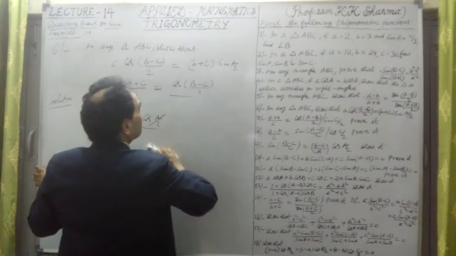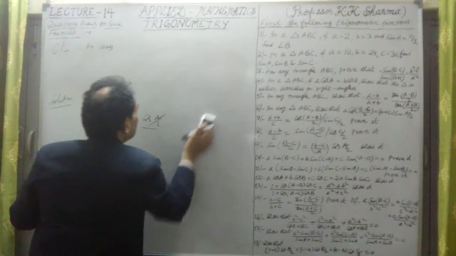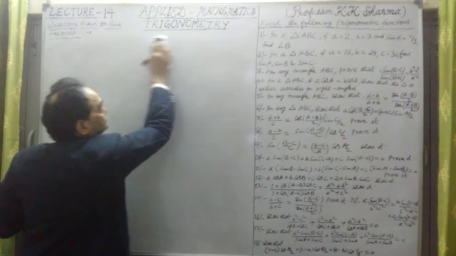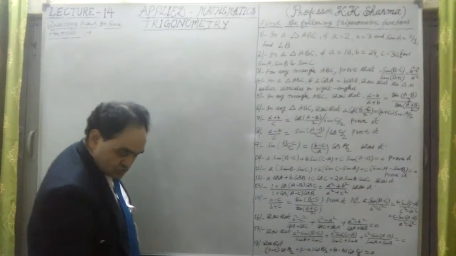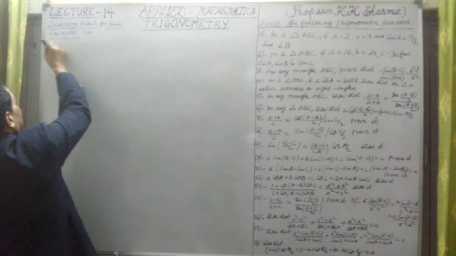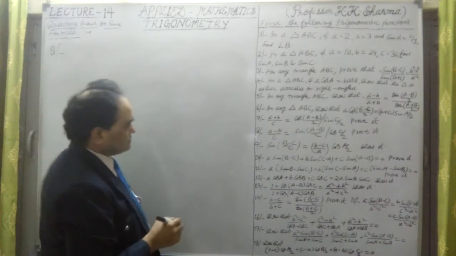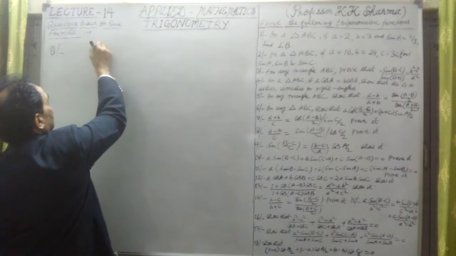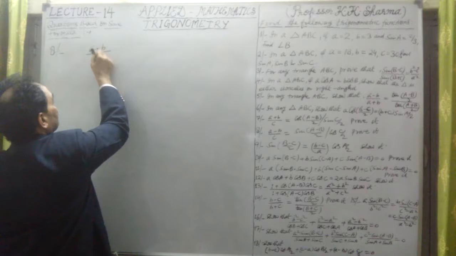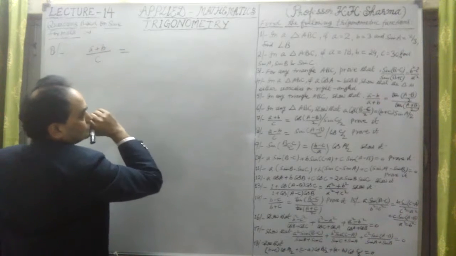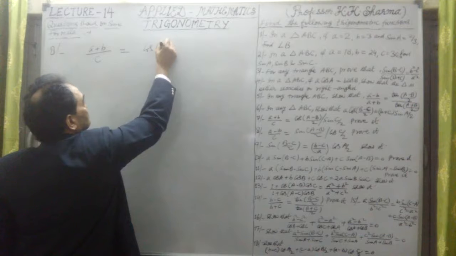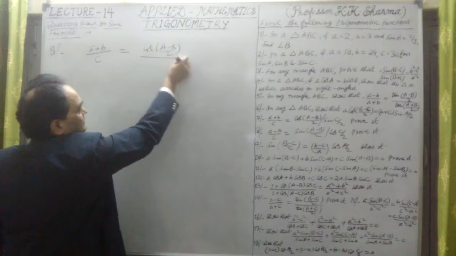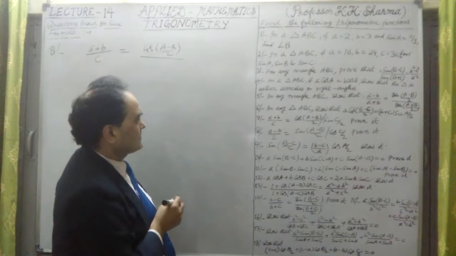Now let us take question number 7. What does question number 7 say? Let me check it. Question 7 says: prove that (a plus b) upon c is equal to cos((A minus B)/2) divided by sin(C/2).